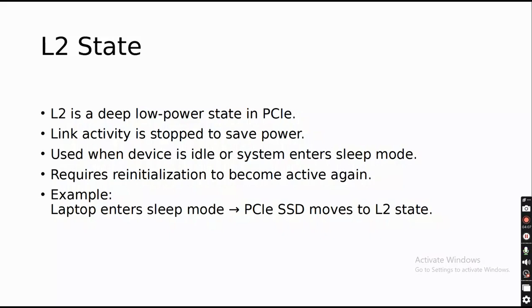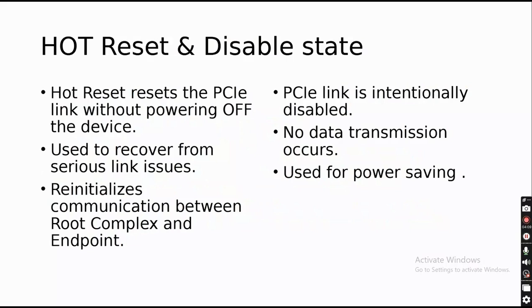Let's move to the next step, hot reset and disable state. Hot reset resets the PCIe link without powering off the device. We are not going to power off the device, but we are resetting the PCIe, and it is used to recover from link issues. Here we also need reinitialization of communication between RC and EP. So this is the explanation about the hot reset.